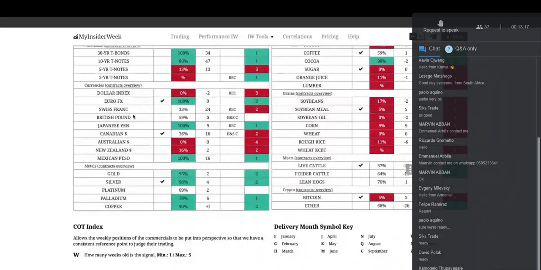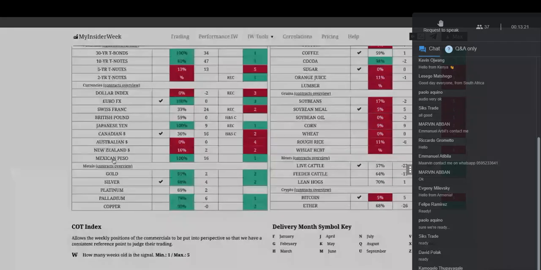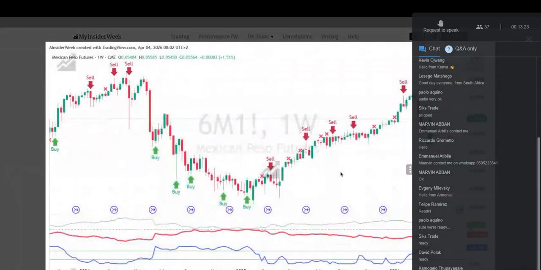So here we have also other currencies. Not bad is the Mexican peso, because as you can see, we have an uptrend in the Mexican peso. We had an uptrend the whole year, and we didn't get buy signals here. We got a lot of sell signals against the trend. This is the weak point of COT data.